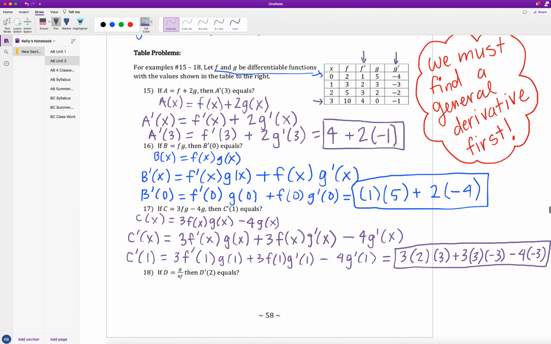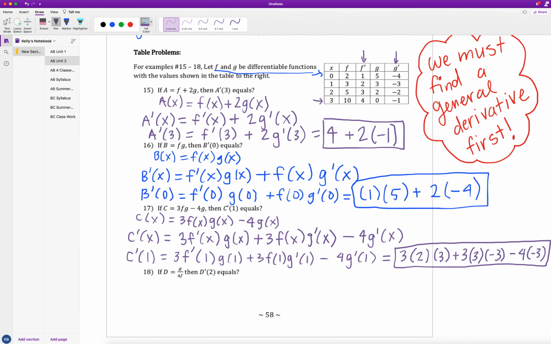Okay, last example. I know this has been quite a long video. There's a lot of concepts in here, but there's also a lot of good examples that you guys are getting practice with. So in example 18, we have d equals g over 4 times f. Again, let's rewrite that as d of x equals g of x over 4 times f of x. And we want to find d prime of 2.